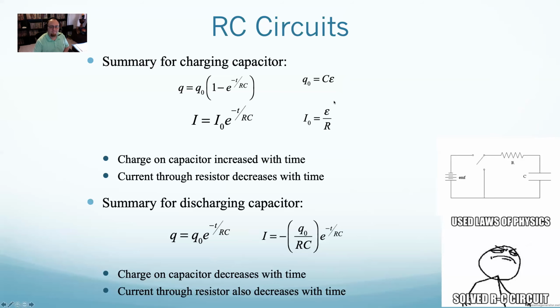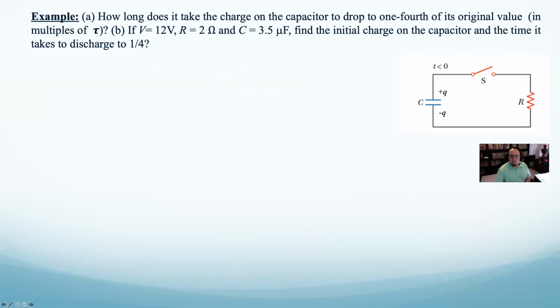And let's do a problem. How long does it take the charge on the capacitor to drop to 1/4 its original value in multiples of tau? Tau is the time constant. And it didn't actually say this, I probably should have, but you see there's no battery here. So we're going to assume we're discharging. It's dropping to 1/4, so we have to assume it's discharging. If it was charging up, it wouldn't be dropping, right? So this is discharging, how long does it take the capacitor to drop to 1/4 its original value?